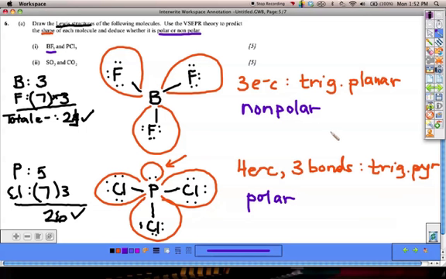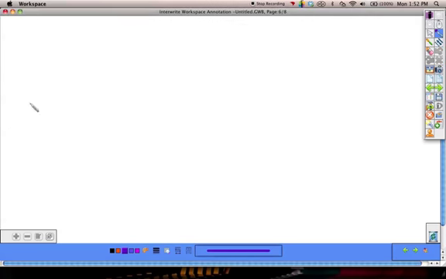We're going to do the same thing with part 2, SO2 and CO2. I'm going to do that on a new slide. So starting out with SO2, I again need to look at the periodic table to see how many valence electrons there are.